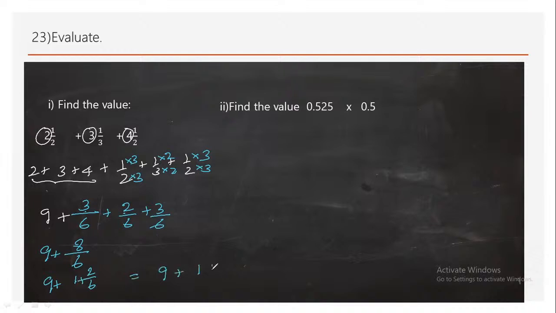9 plus 1 and 1 and here remaining 2, 6. 5 times 25, 2 remaining. 5 times 2, 10 and 2, 12. 1 remaining. 5 times 25 and 1, 26. The answer is 0.2625.